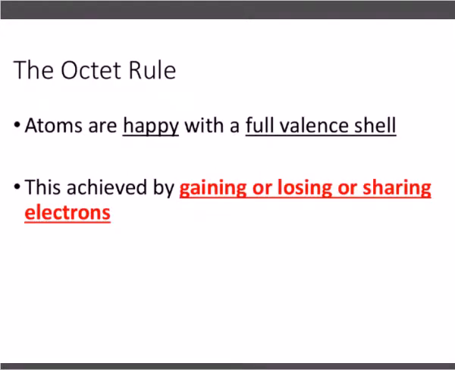Okay? All right, so the octet rule, this is one of your vocab terms. Atoms are happy with a full valence shell, which is 8 electrons. Gain or lose those electrons or share. So they have 3 different options. They can gain electrons, they can lose electrons, or they can share. You don't have to jot this all down. We're going to get into this here in a minute when we start talking about the types of bonds.